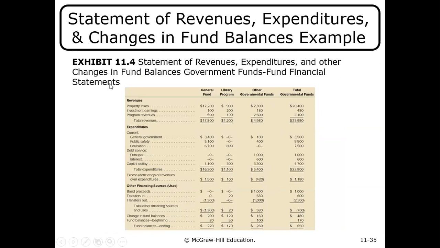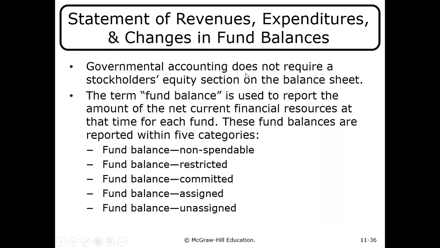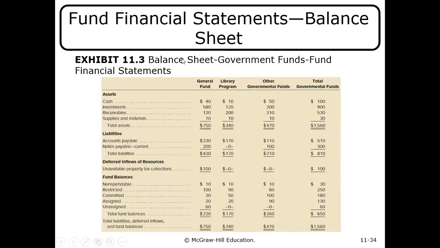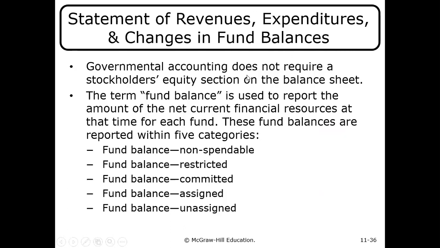Before we look at that, let's go back to our first financial statement here, the balance sheet. Governmental accounting does not require a stockholder's equity section, as you saw. The term fund balance is used to report the amount of net current financial resources, assets minus liabilities, that are on the balance sheet at that time for each fund. These fund balances are reported within 5 categories. So here we go. What's each category?